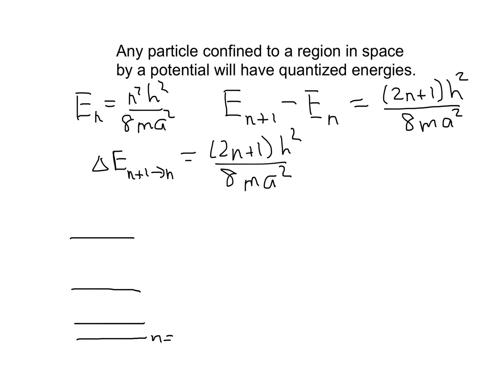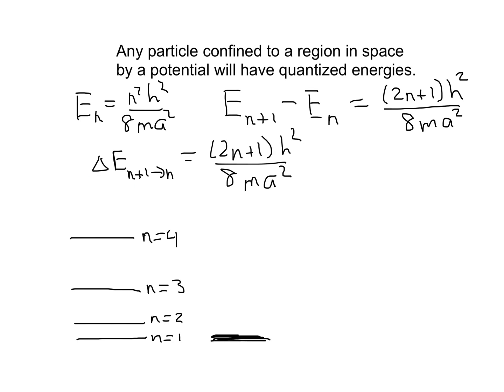So for our n equals 1 level, which is our ground state, it's a small distance away from n equals 2, but n equals 2 is further away from n equals 3, and n equals 4 is even further away from n equals 3. This results from the fact that the difference between energy levels depends on n and gets larger as n gets larger.